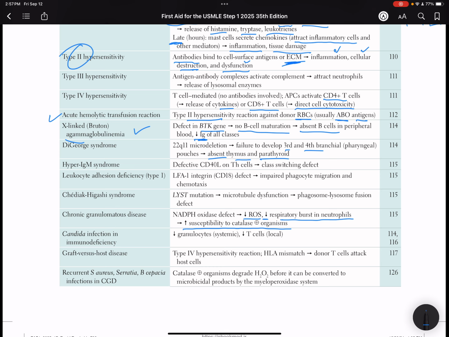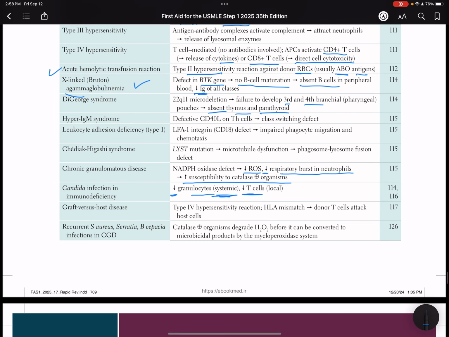What is Candida infection in immunodeficiency? Candida infection in immunodeficiency is decreased granulocytes in systemic infection, decreased T cells in local infection. What is graft versus host disease? GVHD. So 4-letter word, that's why it is type 4 hypersensitivity reaction. It is because of HLA mismatch causing donor T cells to attack host cells.